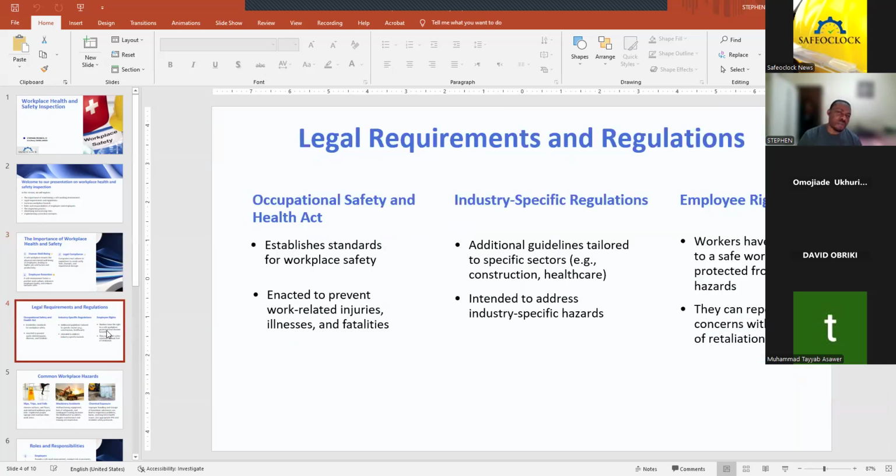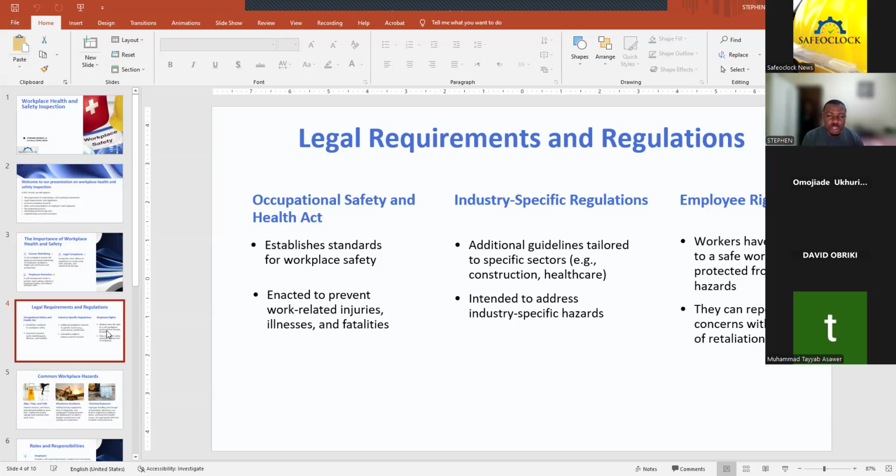So going forward, when we talk about the legal requirements and regulation, there we'll be talking about the Occupational Safety and Health Act. This establishes standards for workplace safety, and was also enacted to prevent work-related injuries, illness, and also fatality. Because all these regulations and standards are set in order for employers and employees to follow set guidelines, to carry out inspection, to make sure that the workplace is safe for every individual and also for the organization in terms of the assets which they have.